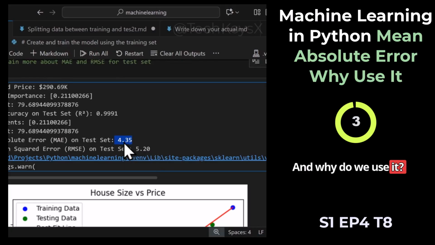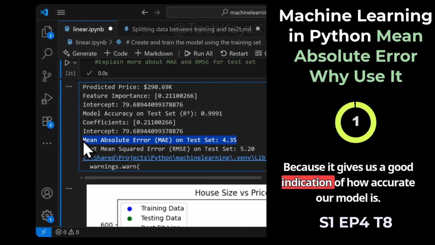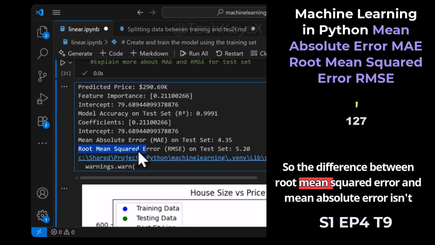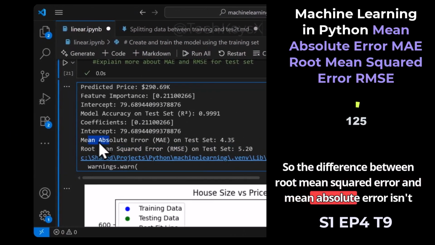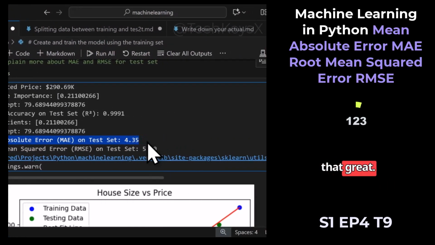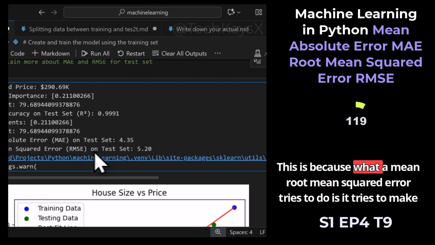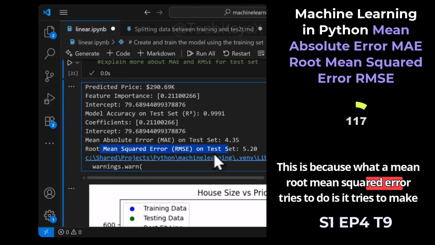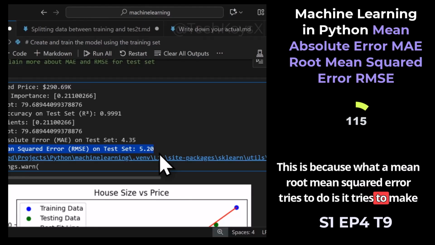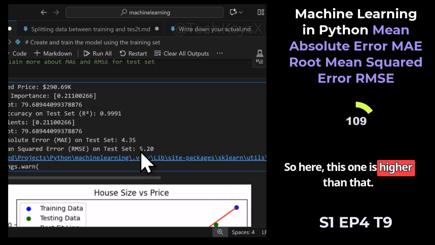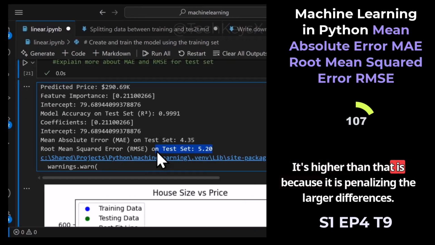And why do we use it? Because it gives us a good indication of how accurate our model is. The difference between root mean squared error and mean absolute error isn't that great, but you can see one is higher than the other. This is because root mean squared error tries to make the differences blow out a bit better, especially the large ones. So this one is higher than that because it is penalizing the larger differences.